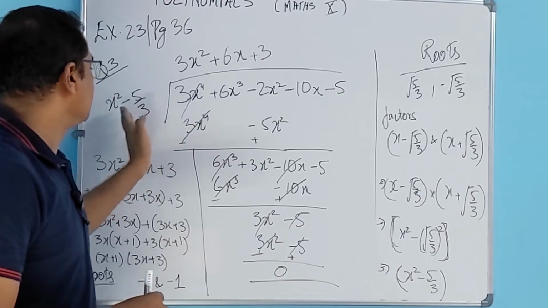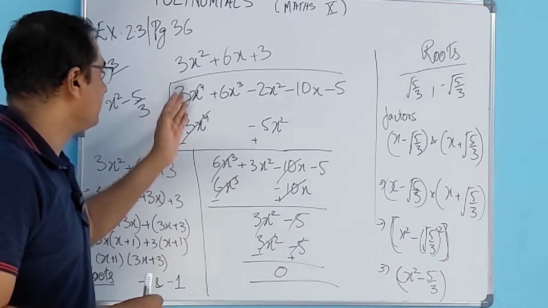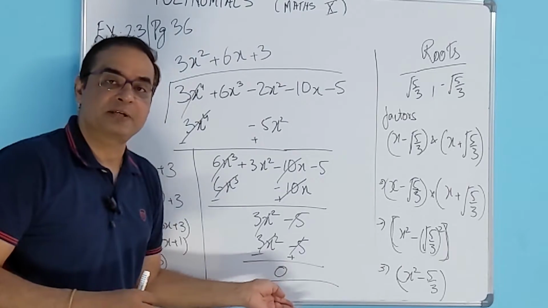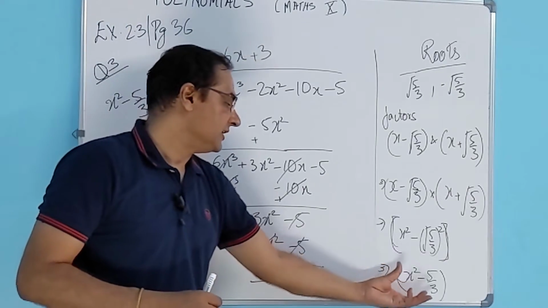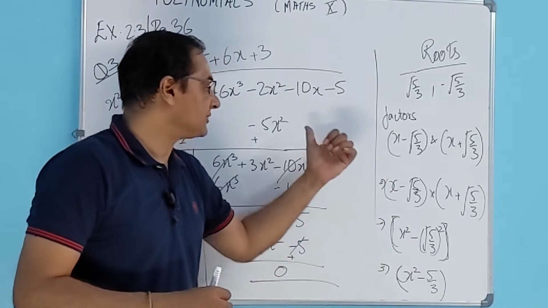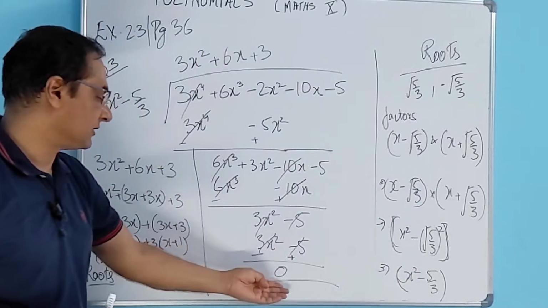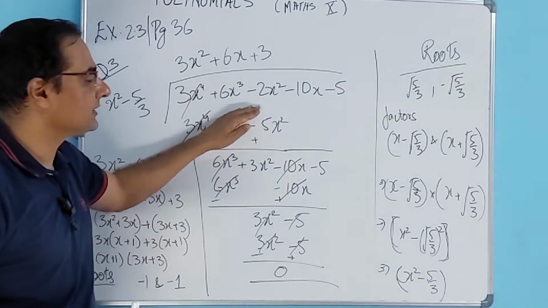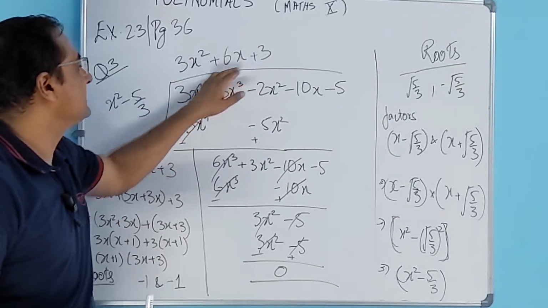Once we divide this by x square minus 5 by 3, we get this as a quotient, and we already know that remainder will be 0. So this is another check. This we have derived from the factors of this polynomial. When we divide, we find out remainder is 0, which confirms that this quadratic equation is a factor of this one, and this is the quotient.